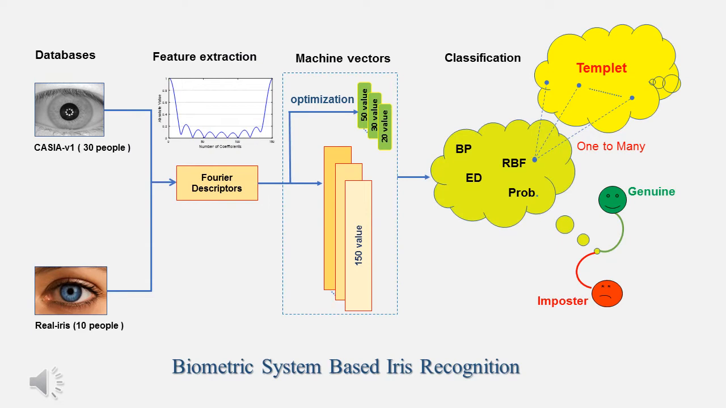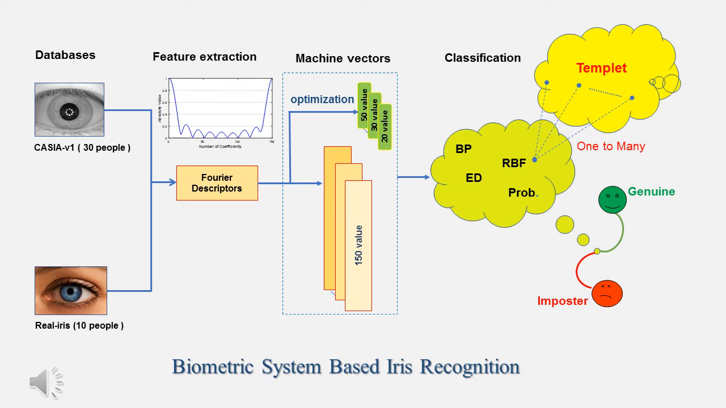This slide is a block diagram which explains the biometric system based on iris recognition. Here we have 2 images, one of them taken from the CASIA database and the other taken from real iris. The features of the 2 irises are extracted and represented as an iris signature in the frequency domain. After that, we found that the maximum rate could be obtained when the machine vector length is 150 values.